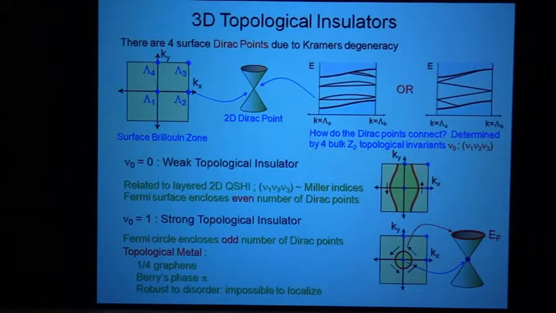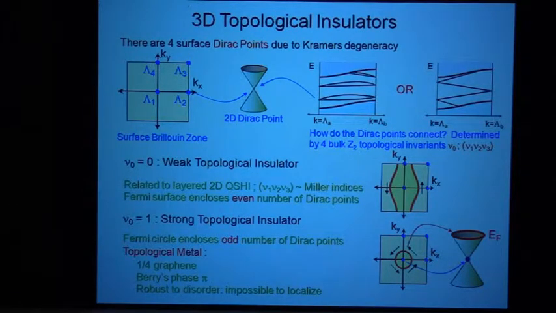I want to get to the three-dimensional topological insulator. So what we introduced was, now we understand that in two dimensions there are two classes of insulators. There's the topological insulator and the trivial insulator. And so the natural question you can ask is, what about three-dimensional crystals? Could there be topological classes of those? In fact, the answer is yes.